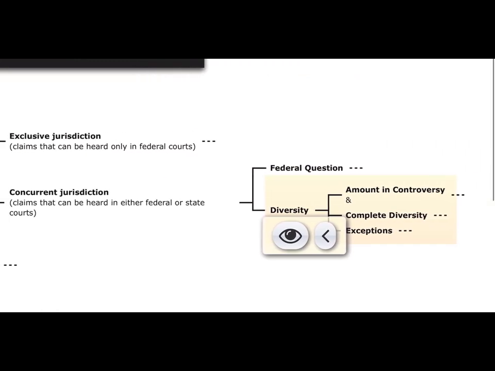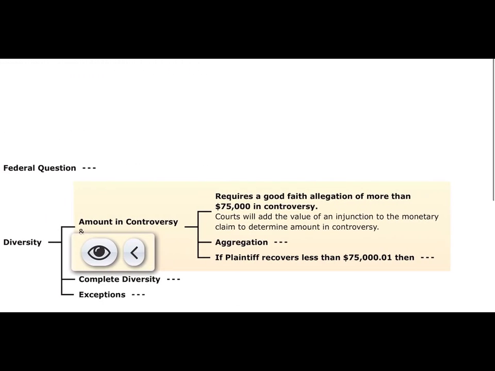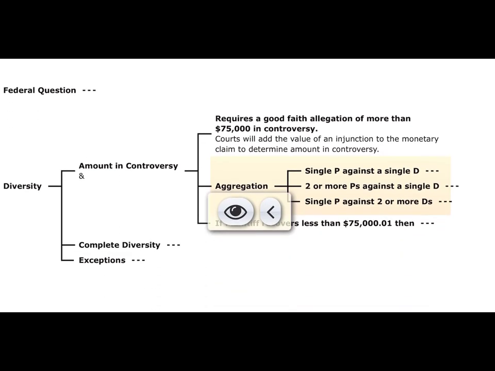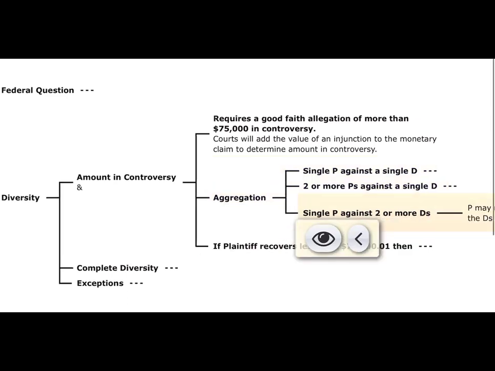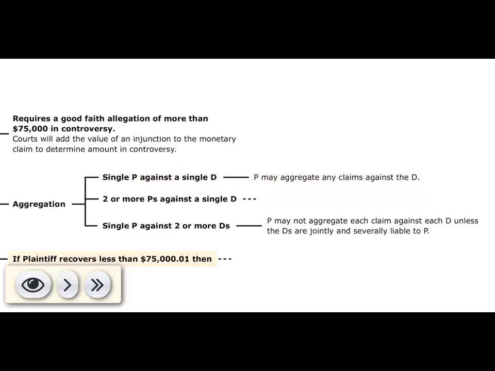And I assume we're talking about diversity here. The amount in controversy must be a good faith allegation of more than $75,000. We can aggregate claims. I suspect we have a single plaintiff against multiple defendants here. And so the plaintiff may not aggregate each claim against each defendant unless the defendants are jointly and severally liable. She may aggregate any claims against a single defendant. Sometimes they give us straightforward amount in controversy that meets that. Other times there are dense facts and we need to worry about all of this.